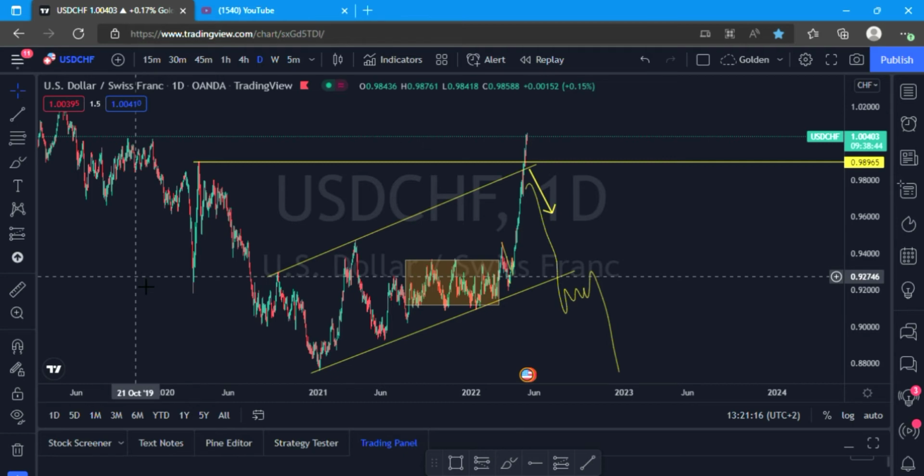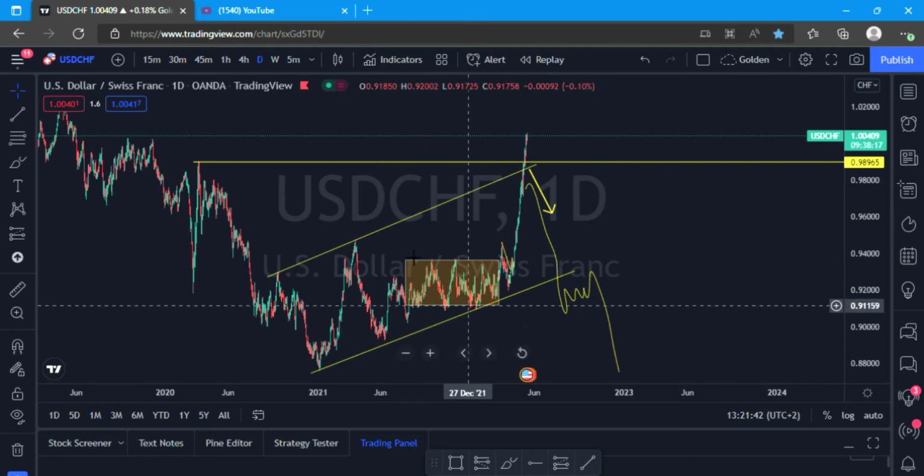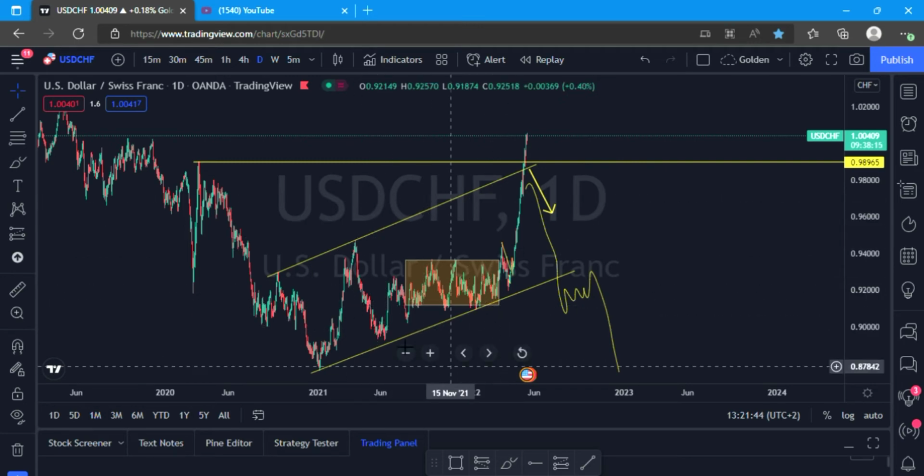This is a continuation analysis of the USD CHF, which I analyzed previously. If you can just check my previous video, I analyzed this pair and I was just anticipating a sell on this trade, and unfortunately the market went against my analysis. So the market obviously violated this structure. So right now this structure does not exist anymore. It no longer exists, right?